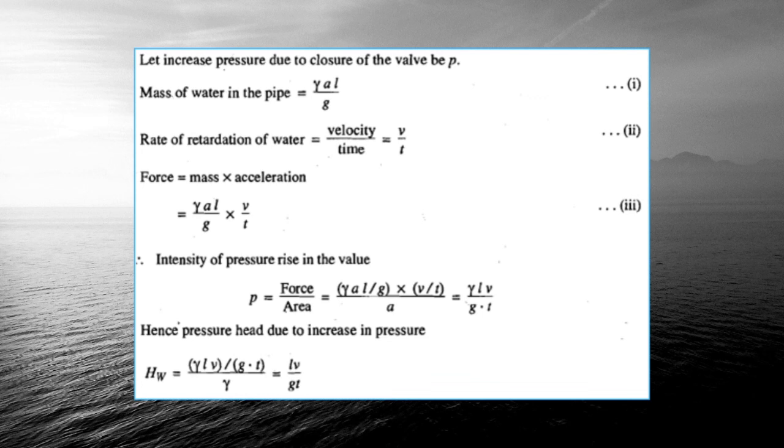Then force is equal to mass into acceleration, which is gamma AL upon g into V upon T. So intensity of pressure rise in valve, P, is equal to force upon area, which comes to gamma LV upon gT. Hence, pressure head due to the increase in pressure is H_w equal to gamma LV upon gT upon gamma, which is equal to LV upon gT.